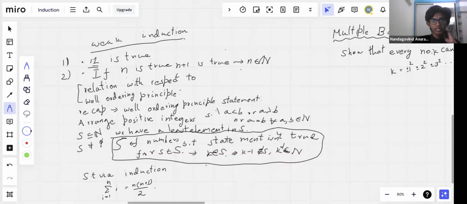So we know this property that it must have a minimal element by the well-ordering principle, since it's a subset of natural numbers. But we have that k minus 1 does not belong to S by minimality of k, and k minus 1 belongs to N as k itself is not 1. And we have that it's not 1 because 1 is true.